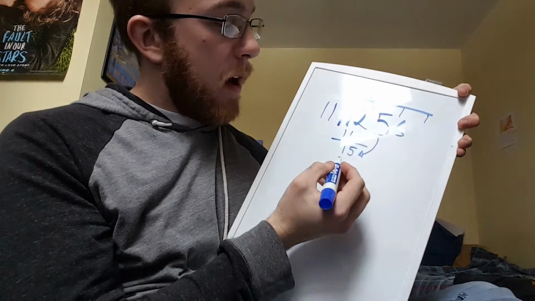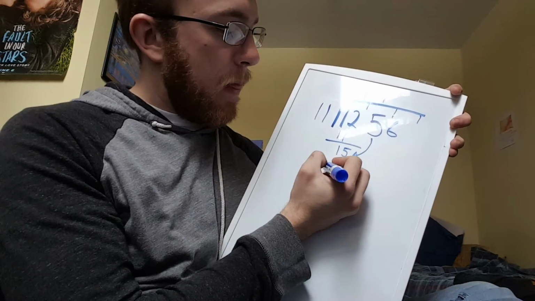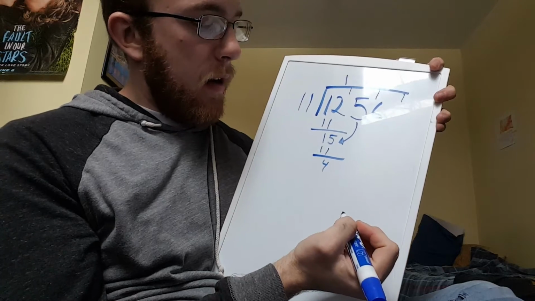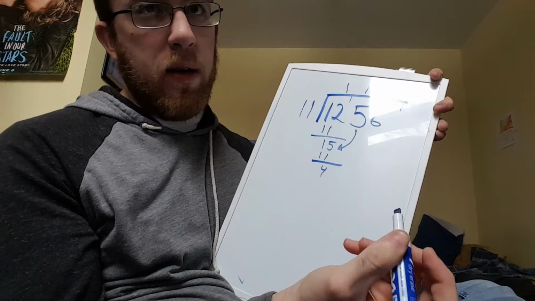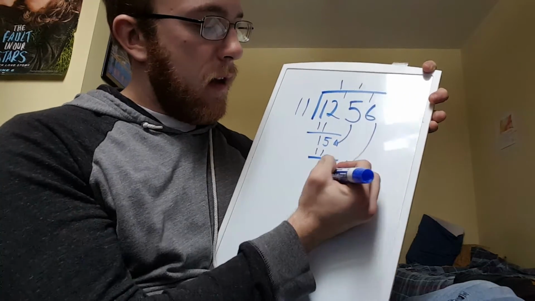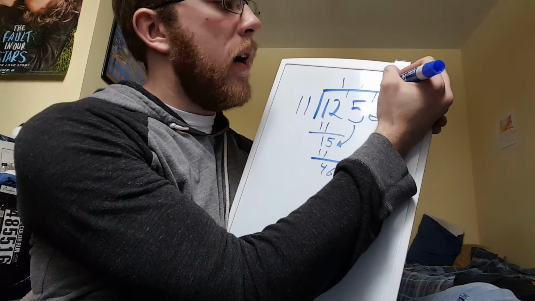All right. So we got our 1, we got our 15. It goes in there one time. So you go, whomp, and now you get that. And you're like, oh, well, this is going to be what? You're going to bring down the 6, you dingus. Now 46, it goes in there 4 times.